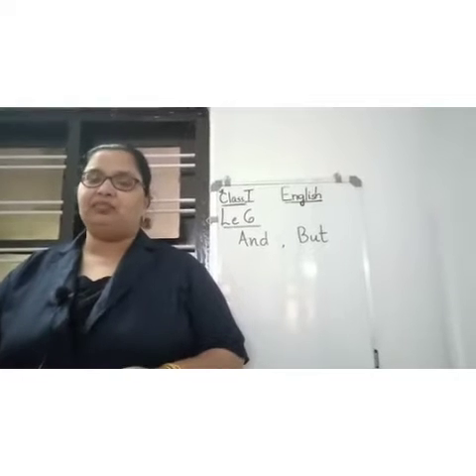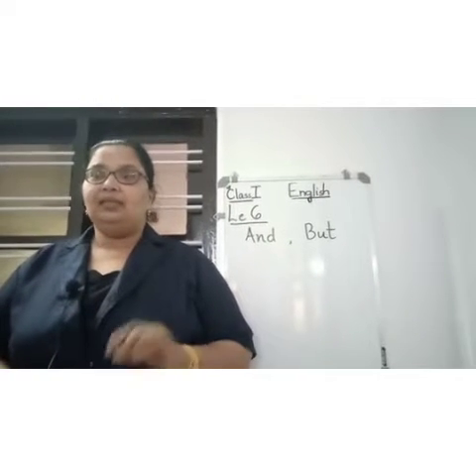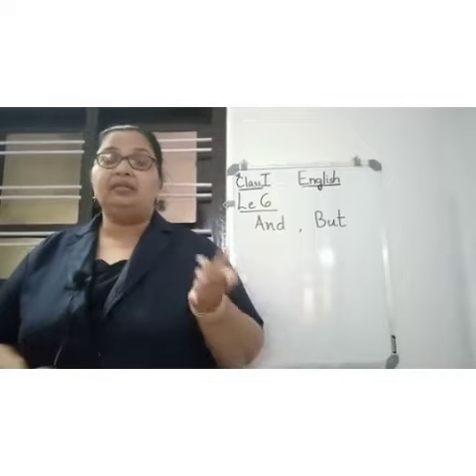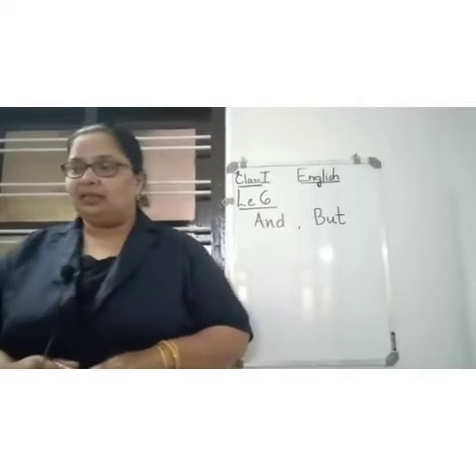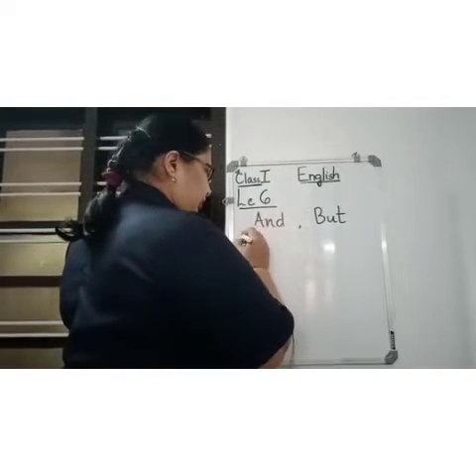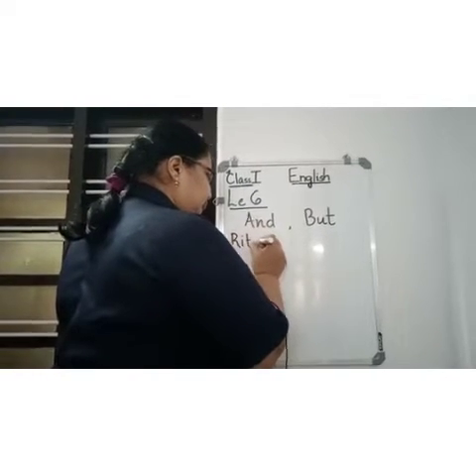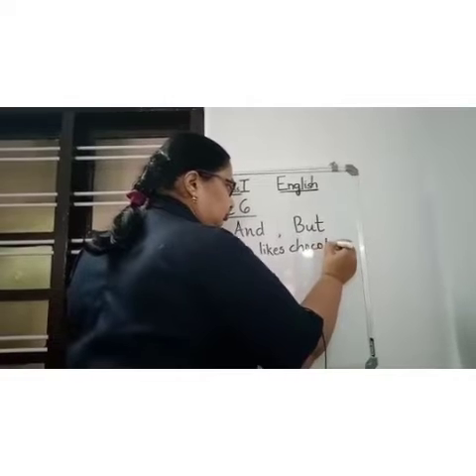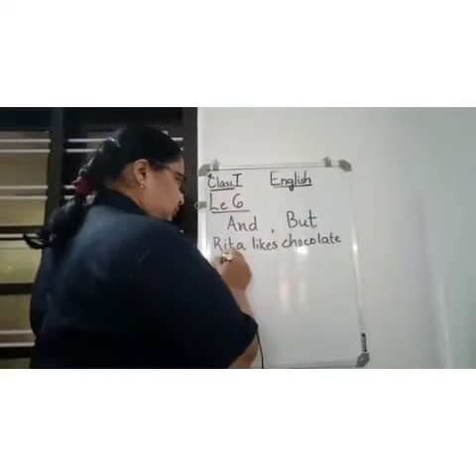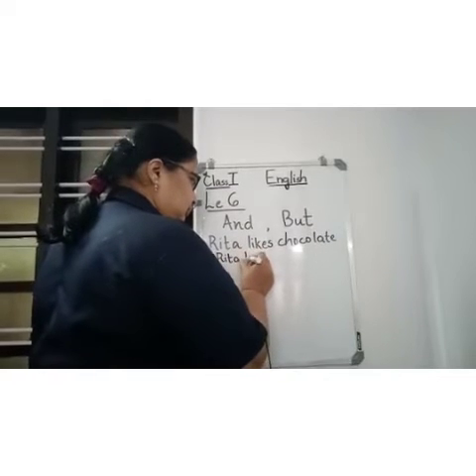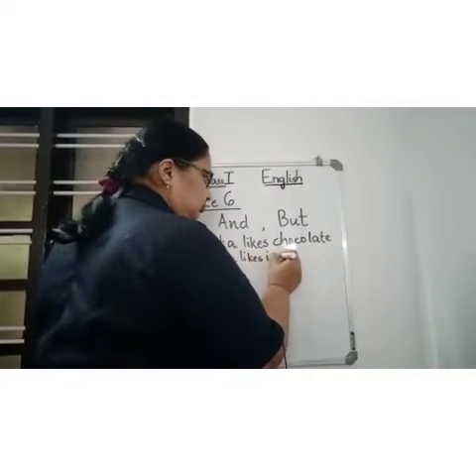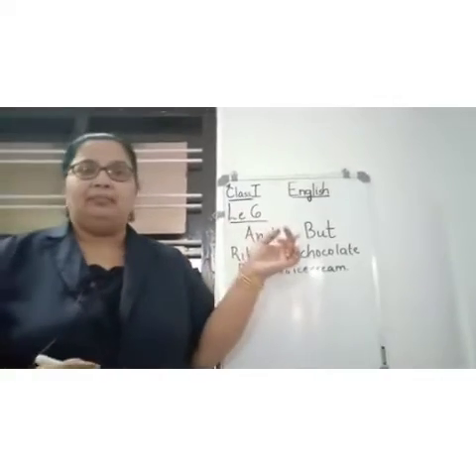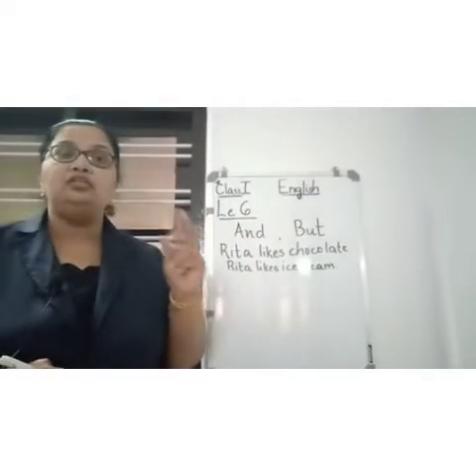Children, we are in lesson 6. We have to complete the grammar portion of it. In this, there is a simple portion where you learn the usage of and but. Where do you use and, where do you use but? Now, if I tell you a sentence, for example, but are sentence connectors. They join two sentences.